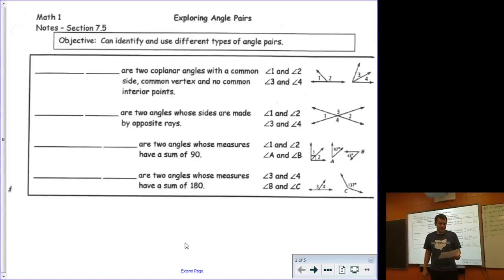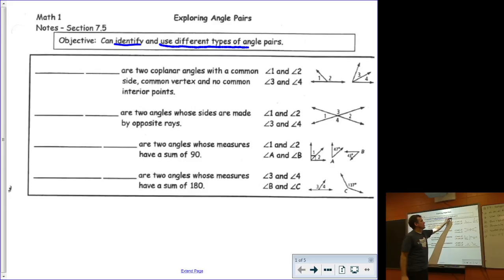We're ready for section 7.5. Now that we've learned how to measure angles, we are going to look at different angle pairs. All right? We want to be able to identify and use different types of angle pairs. And so I have 4 definitions right off the bat here. The first one is adjacent angles.